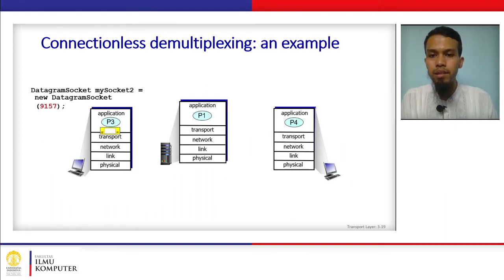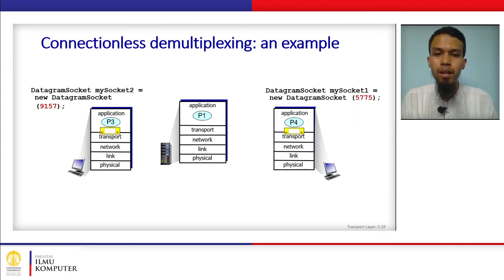Okay, so this is the example. For example, there is an application using port number 9157, and another application with the source port number 5775, and then this is the server with the port number 6428.